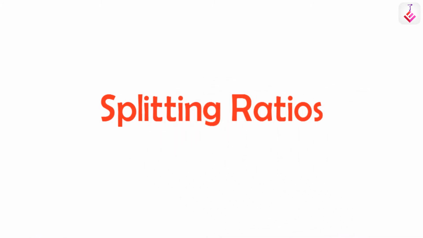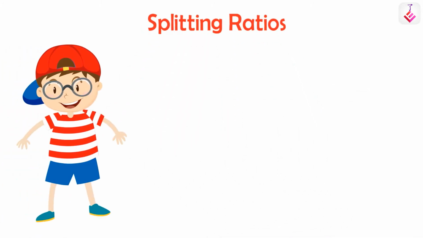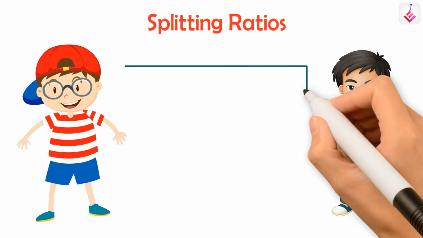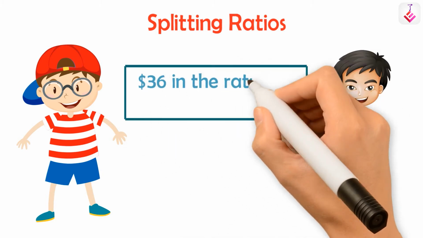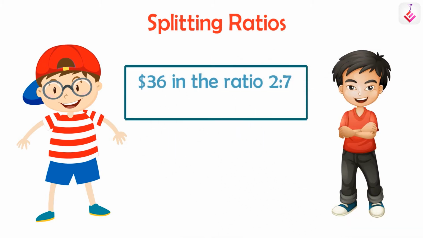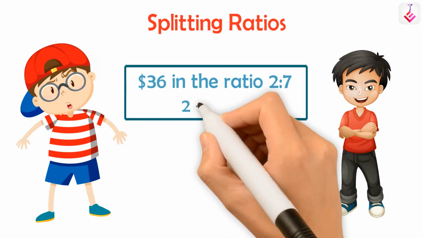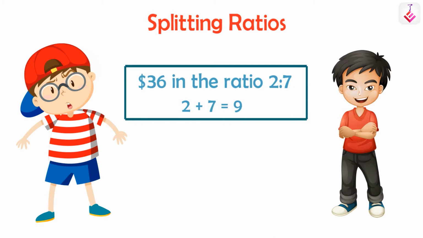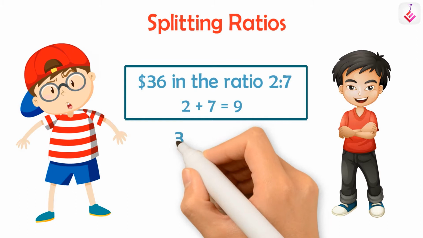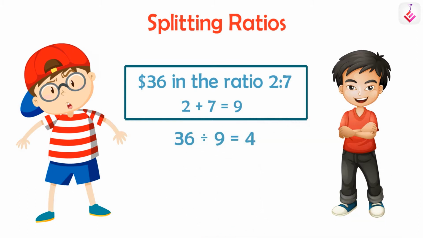Splitting ratios. Bob and Ron are two friends. They need to share $36 in the ratio 2:7. How will they do it? How many parts are in the ratio? 2 plus 7 is equal to 9, total 9 parts. So, what is 1 part worth? 36 divided by 9 is equal to 4.